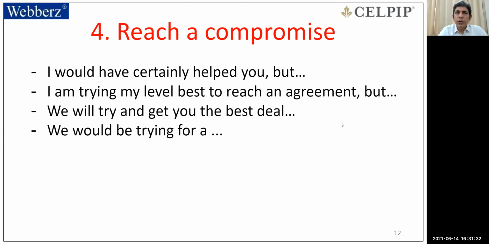So let us see the fourth thing. In fourth, we have to reach a compromise. I would have certainly helped you, but I'm trying my level best to reach an agreement, but we will try to get the best deal. We will try. We are not sure that we'll do it. We would be trying for her. Out of these four things, we can use any of them to give a compromising situation.